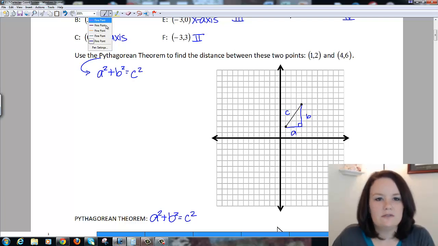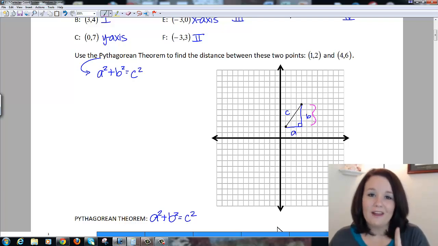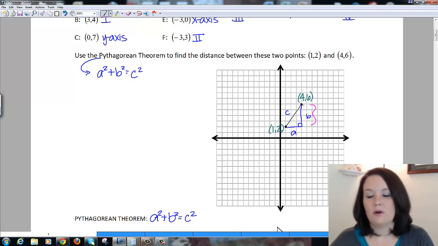So I'm going to use a different color. If I want to find this length right here, how long is side B, I can do it 2 ways. One, I can just count the boxes: 1, 2, 3, 4. It's a distance of 4. The other way is if I were to label these points. I know this point is (4, 6), and this point over here is (1, 2). So I could find the distance from this top point down to the bottom, that length B, by just subtracting.